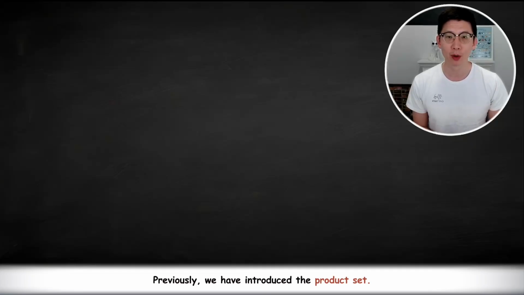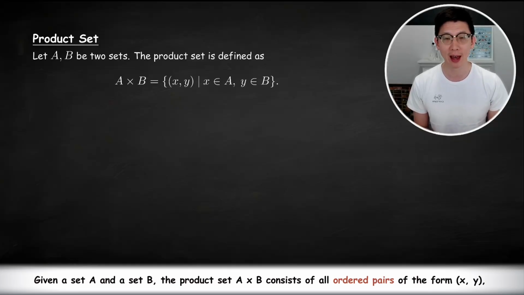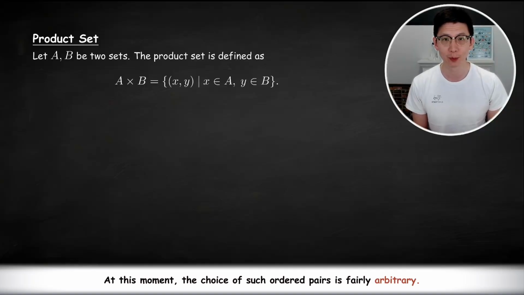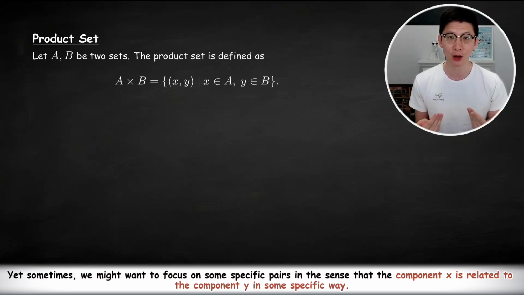Hi everyone. Previously, we have introduced the product set. Given a set A and a set B, the product set A cross B consists of all ordered pairs of the form (x, y), where x is an element from A and y is an element from B. At this moment, the choice of such ordered pairs is fairly arbitrary. Yet sometimes we might want to focus on some specific pairs in the sense that the component x is related to the component y in some specific way.